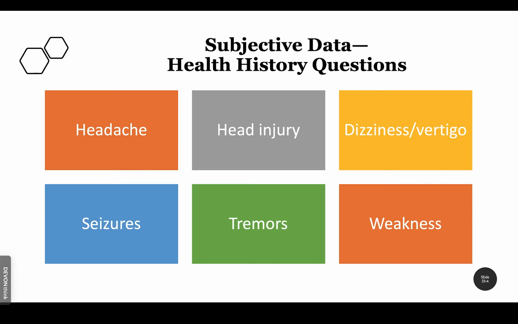Dizziness and vertigo is also important. Many patients experience this with aneurysms. They experience it with brain tumor. So you want to ask the question, do you ever get lightheaded? Do you ever feel dizzy? Do you ever have a swimming sensation? Or do you lie down and you have the room spinning around you, which is a true vertigo?